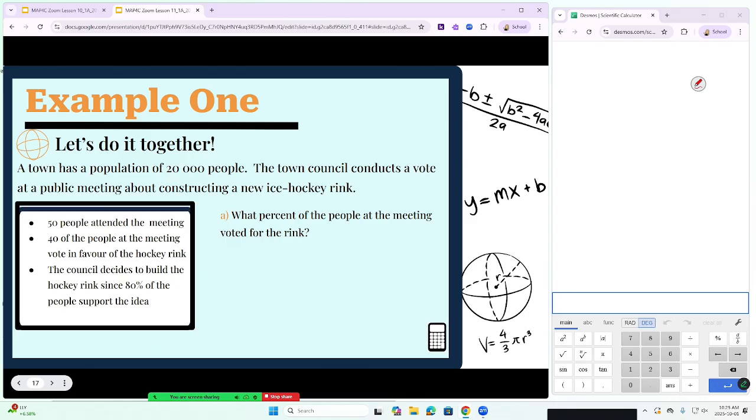We want to find out how many people are voting for it. So if it's 40 out of 50 people, out of can be division. So 40 divided by 50. We can look at what is 40 divided by 50 to see that that equals 0.8.